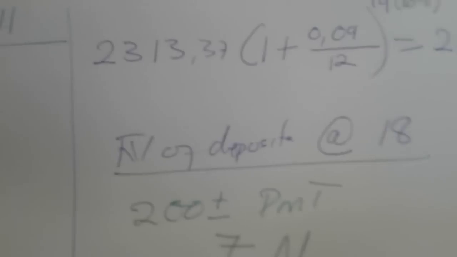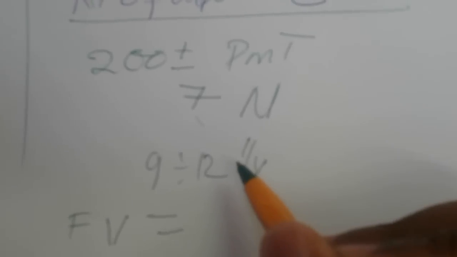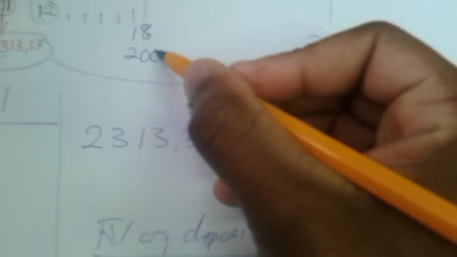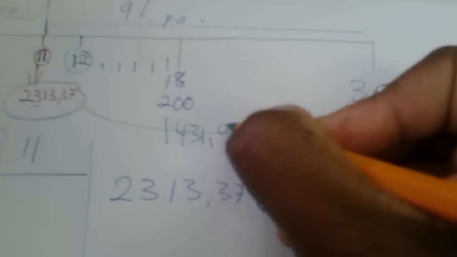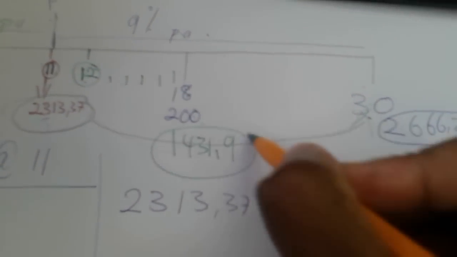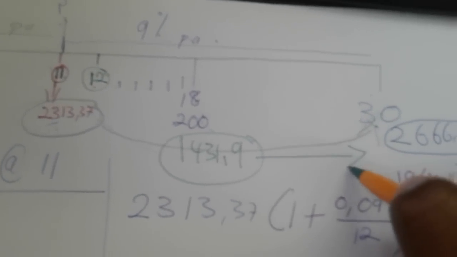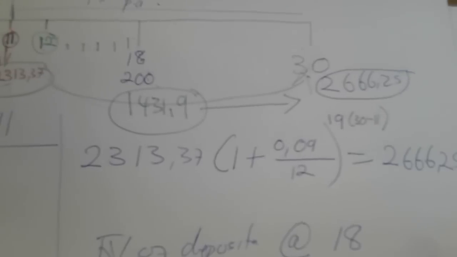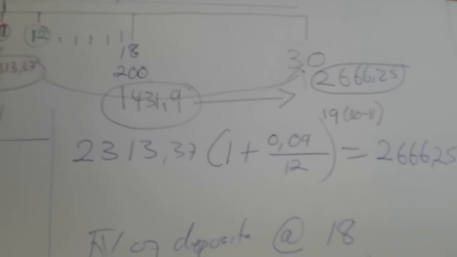And then your FV is going to be equal to 1,431.90. But again, the FV is not here. It's here at 18. So it's 1,431.90. Now again, you need to push this answer forward to 30, the same way as we did before.